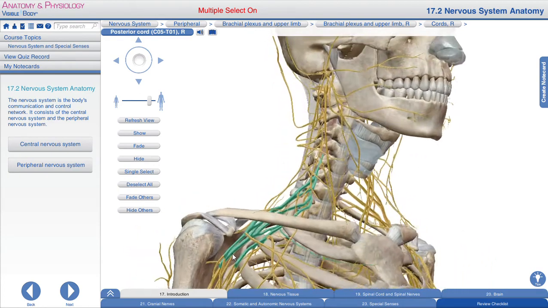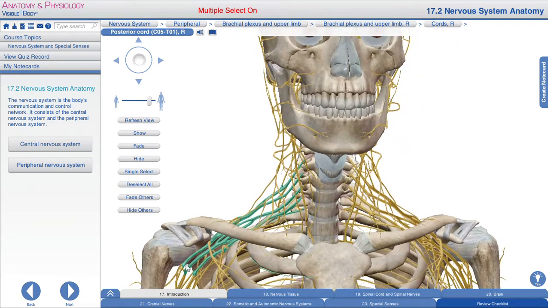Afterward the cords, we have their specific nerve supply or different nerves. We'll deal with it separately in another lecture video.